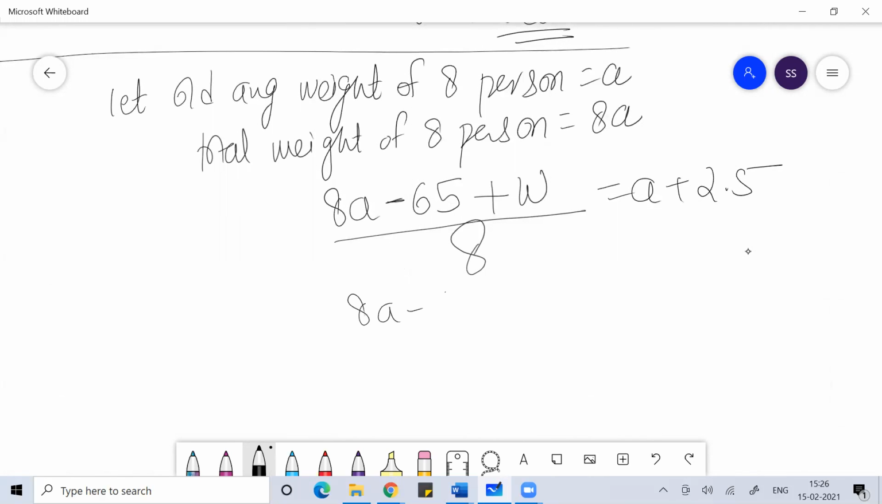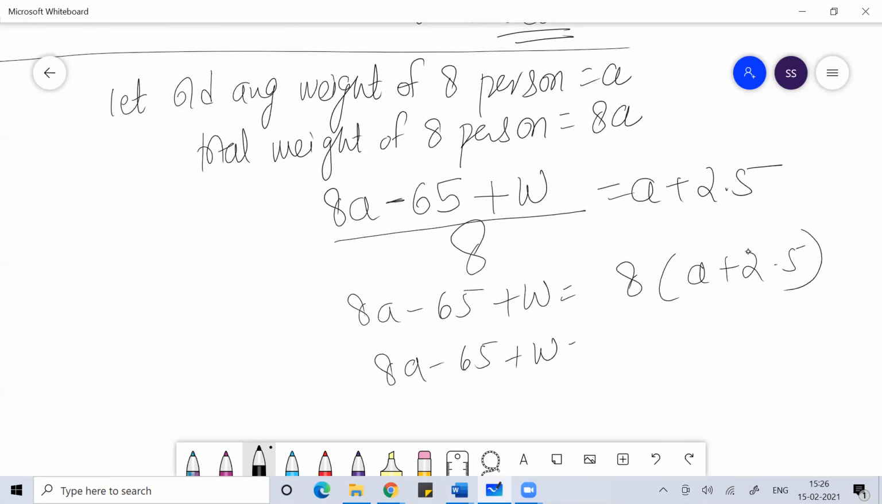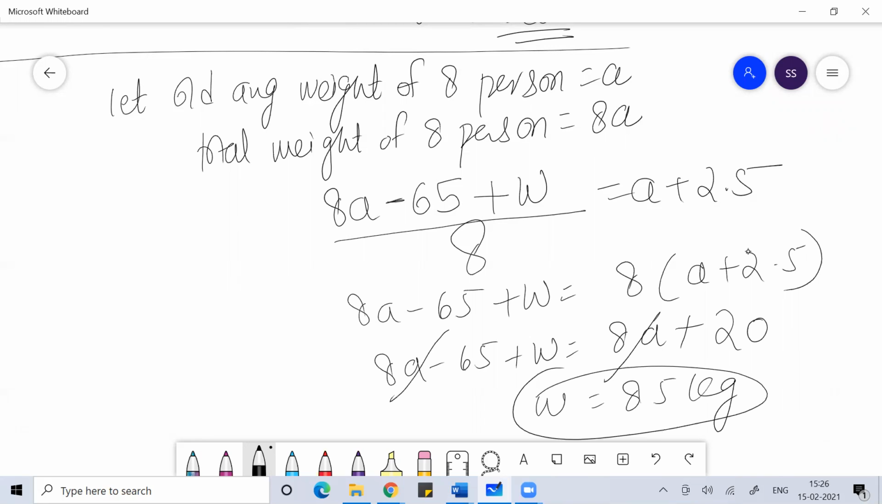8A minus 65 plus W is equal to 8 into (A plus 2.5). I can write this as 8A minus 65 plus W is equal to 8A plus 20, since 8 times 2.5 is 20. So 8A gets cancelled, and W is 85 kg. So the new person who joined the group, his weight is 85 kg. Very basic calculation.